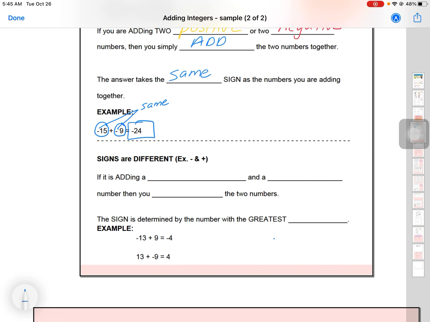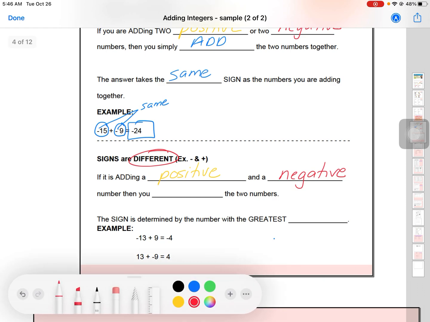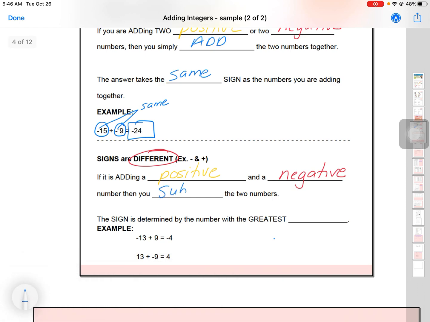Whereas if you are adding together one positive and a negative number, so different signs is key, then you are actually going to subtract the two numbers. The sign is determined by the number with the greatest absolute value, because that's the one you're going to have the most chips on. That's the one that is going to be furthest from 0 on the number line, so you're going to be having more of those numbers.